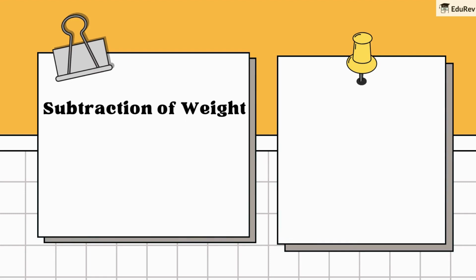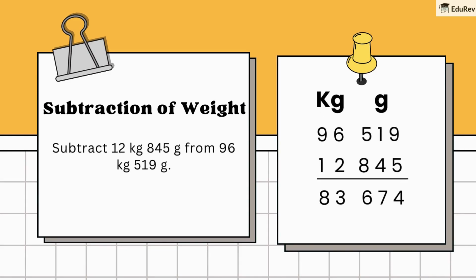Subtraction of weight. Just like with lengths, we can subtract weights too. If we subtract 12 kilograms and 845 gram from 96 kilograms and 519 gram, we get 83 kilograms and 674 gram. This helps us find out how much lighter one object is compared to another.